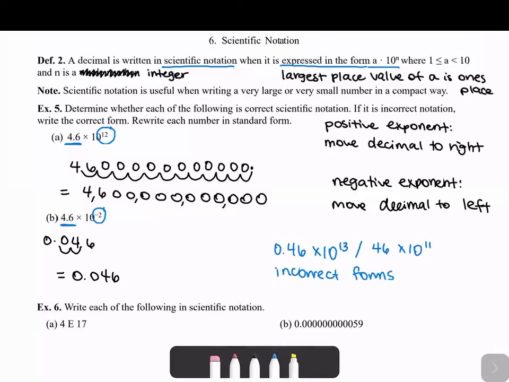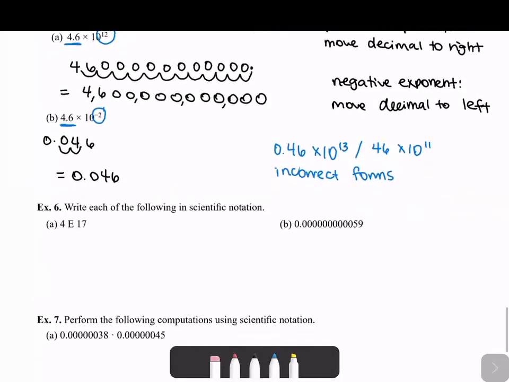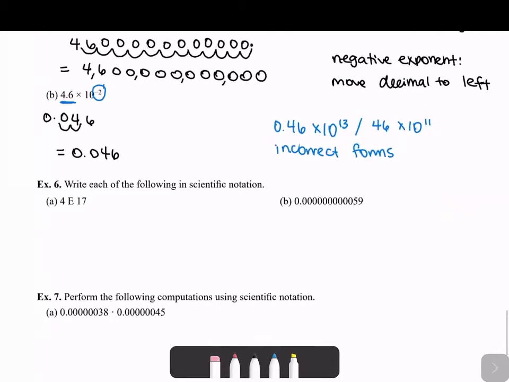Okay, so now we want to look at converting numbers into scientific notation. These two examples took a number in scientific notation and wrote it in standard form. We can also do the opposite. So we want to write these numbers in scientific notation.